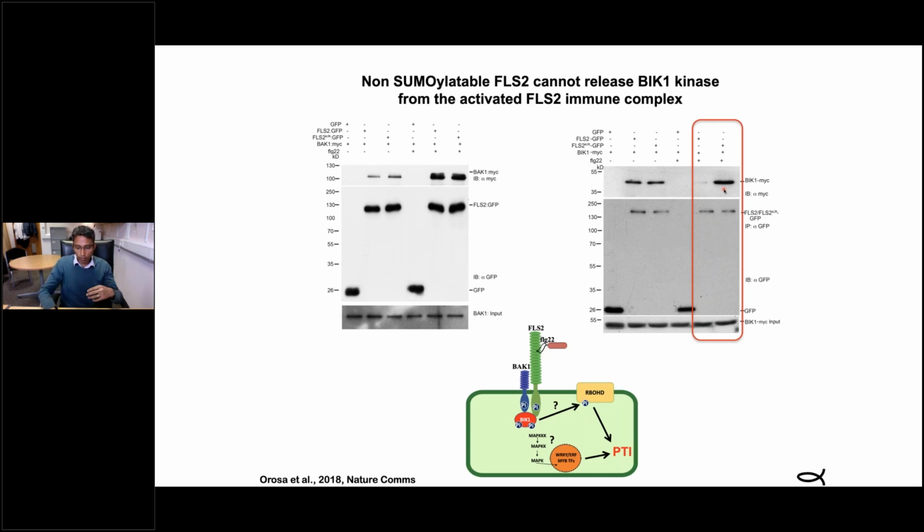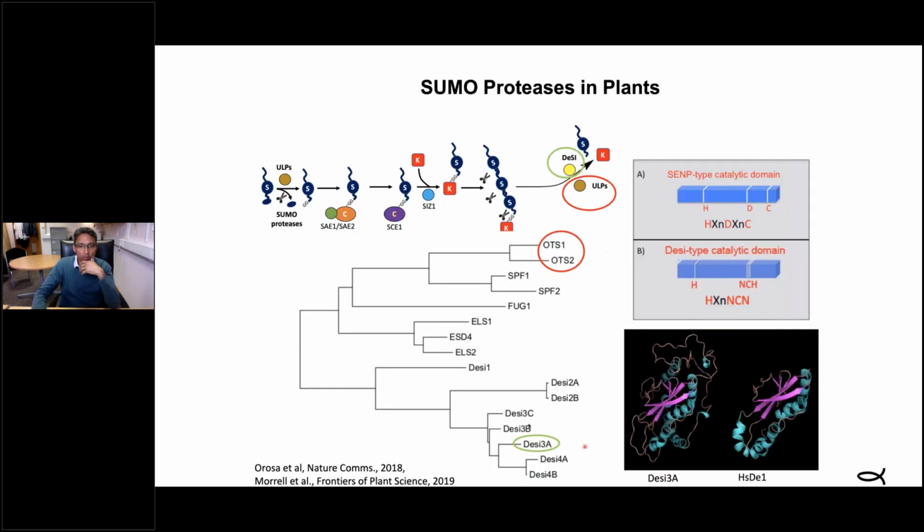So that's where we're at with that. And what we found was that there was this really specific SUMO protease, Desi3A, which is an isopeptidase type of SUMO protease. In other words, it does not process SUMO, but it's a very different type of SUMO protease, which only cleaves SUMO chains or SUMO conjugated to target proteins. And this is the Desi type of SUMO protease, which has very specific catalytic domains, which allows us to distinguish them from the SENP type or the ULP type of SUMO proteases.